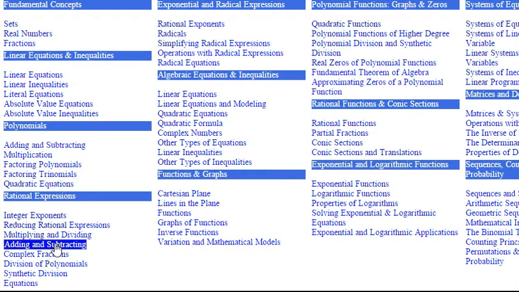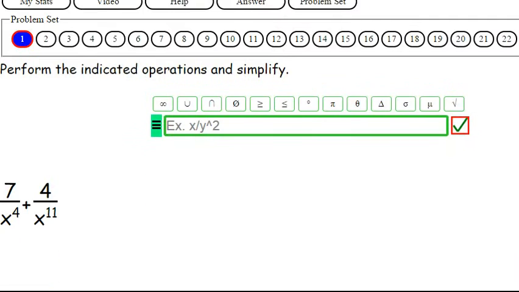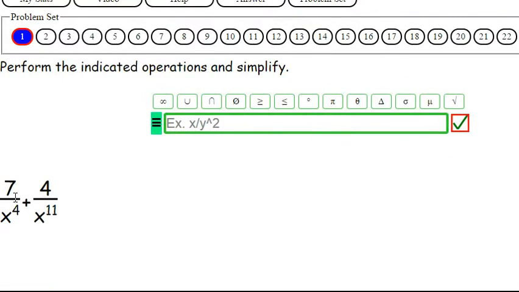Okay, we're going to go to math.com, click on the algebra. Let's go down to adding and subtracting rational expressions. Alright, so this time, as you can see here, we have a different denominator in each one of these fractions. X to the 4th and x to the 11th. So let me write this one down. This is 1.2. So x to the 4th plus 4x to the 11th power.